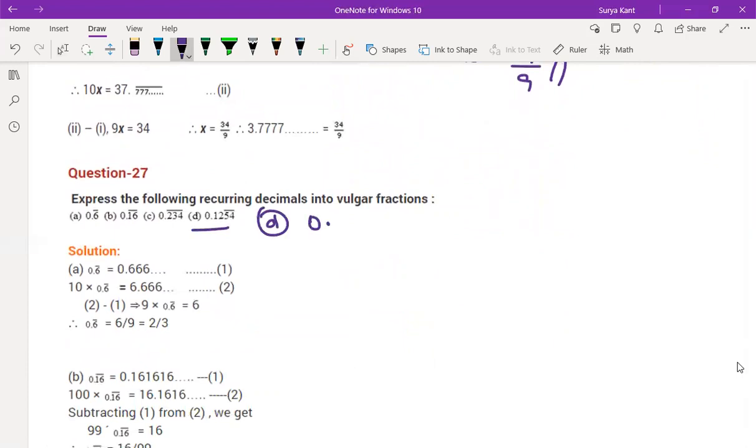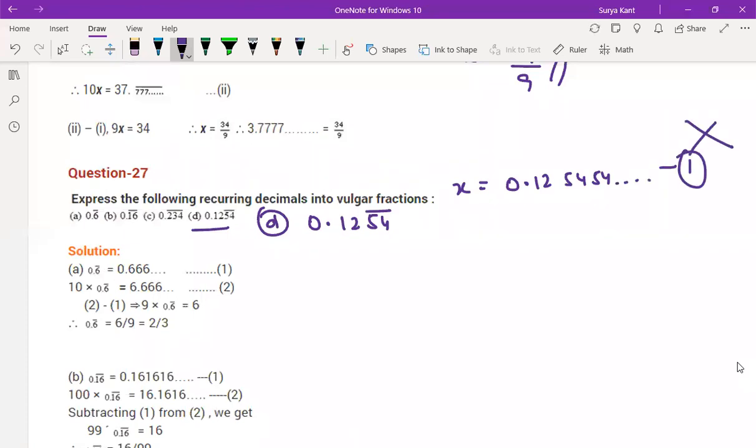So next question, the last question, D part, that is 0.1254 and this bar is only on 54. Then what you need to do? What you need to do for only the bar is, then you write 0.12545454... x is equal, you should write 0.12545454... But this is not the first equation, children.